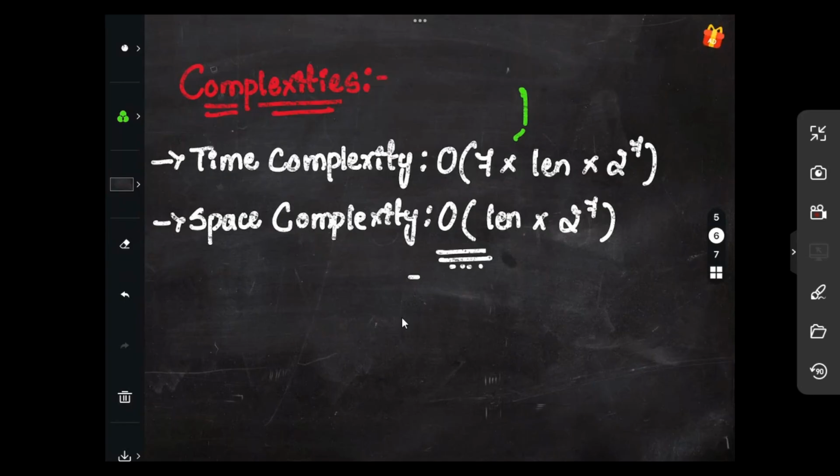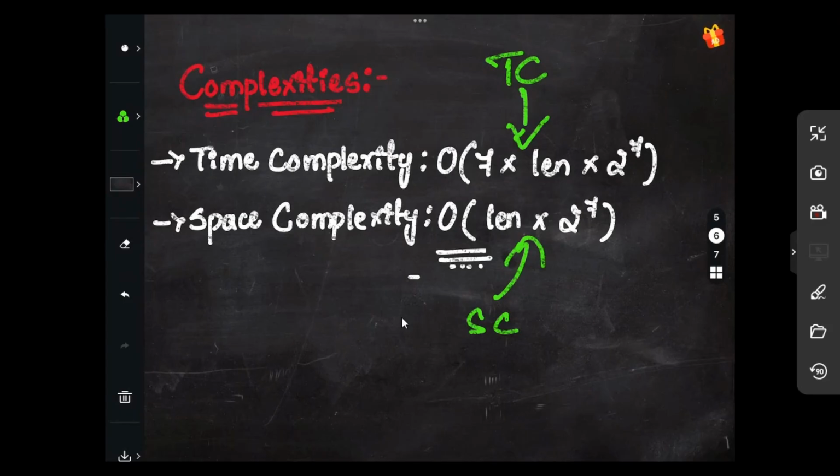This is fine. So what will be the space complexity here? Space complexity would be big O of length into 2 to the power of 7 for the DP memo table, plus big O of length for digit arrays. Overall space complexity would be big O of length into 2 to the power of 7.